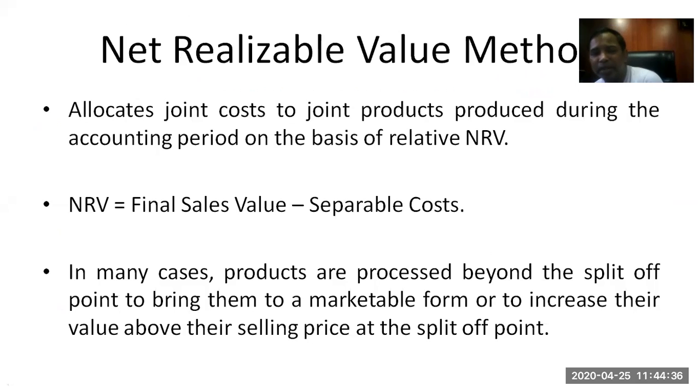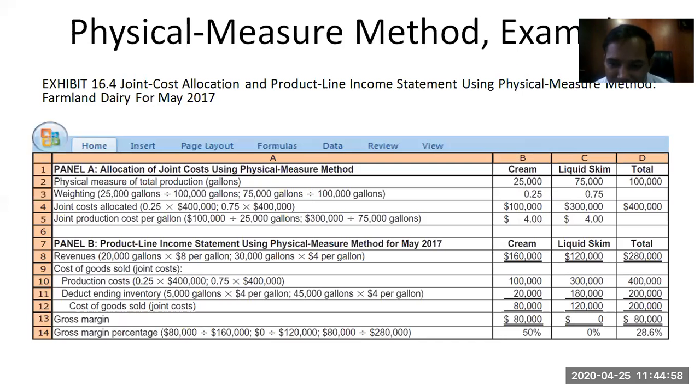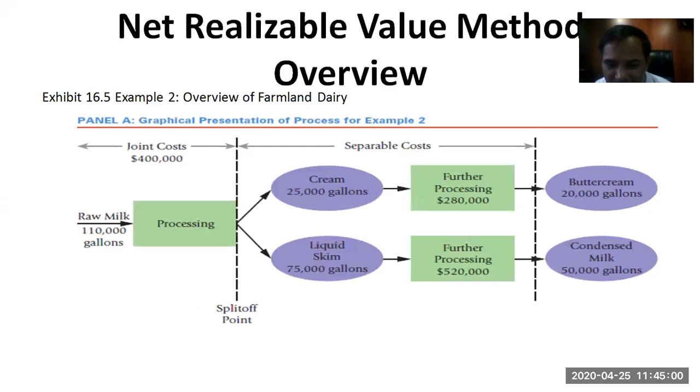NRV, the net realizable value method. The NRV method says to allocate the joint cost to joint products produced during the accounting period on the basis of the relative net realizable value, and net realizable value is final sales value minus separable cost. Again, moving back to the diagram, this is up to what we had seen: a product is being produced, identified at the split-off point, and the joint cost is being allocated.